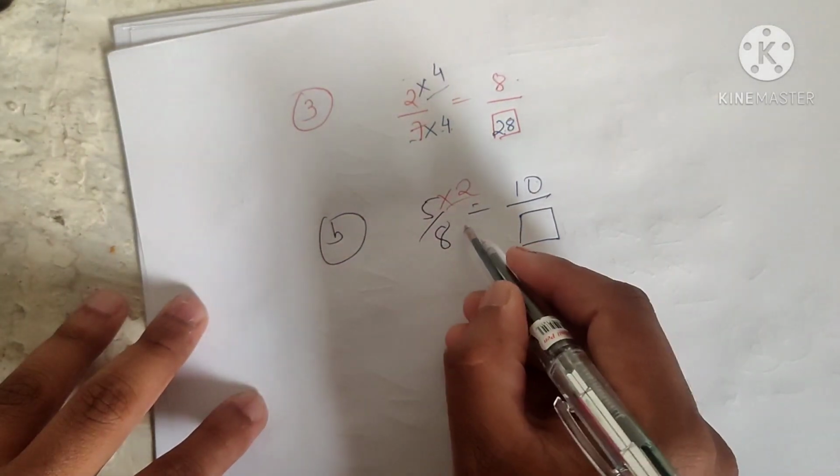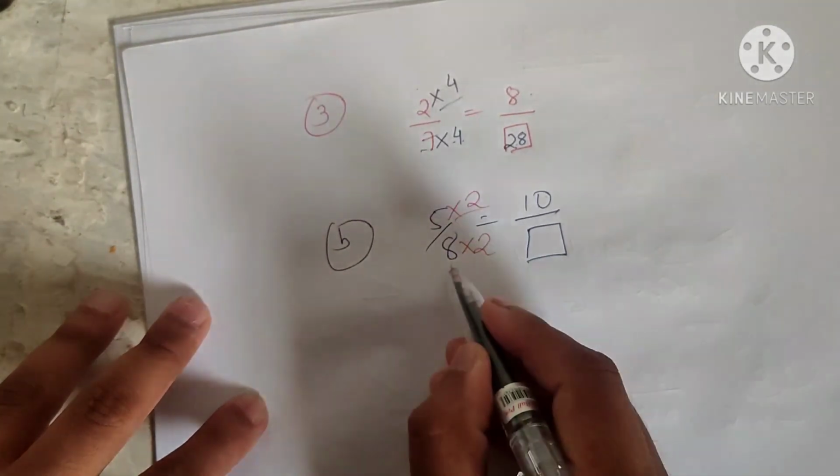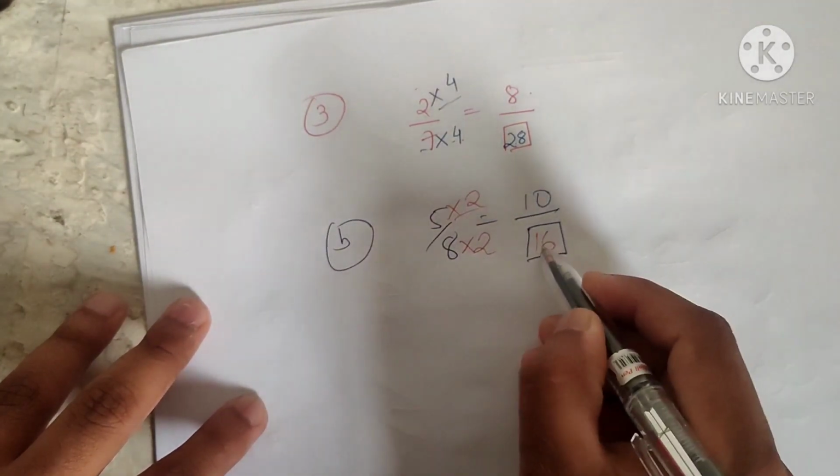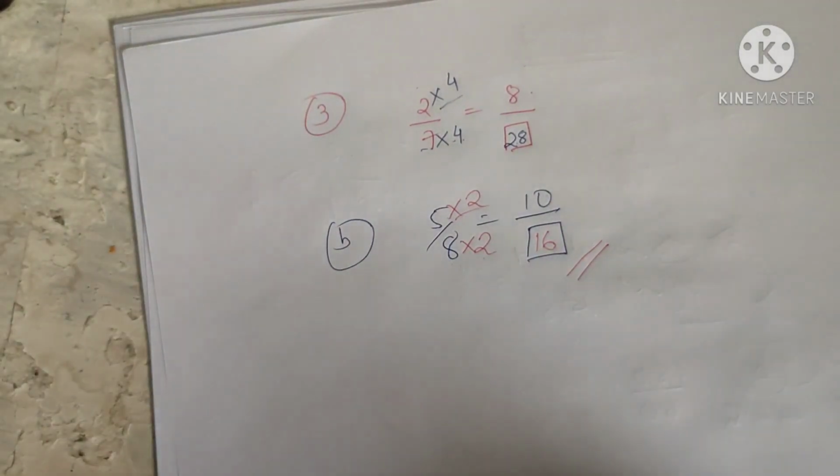So these 2 will go down in the denominator as well. Now you say that 8 2s are 16. In this way you get your answer. Okay, it's simple, isn't it? Try this one. Okay, I think we can move to the next.